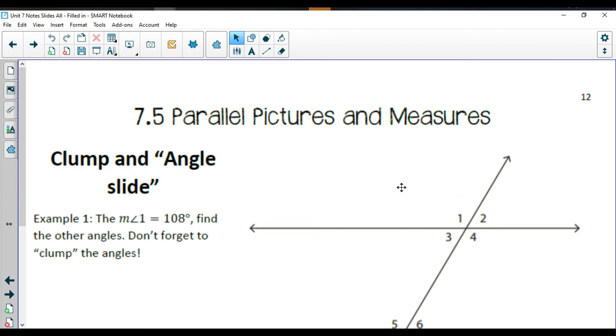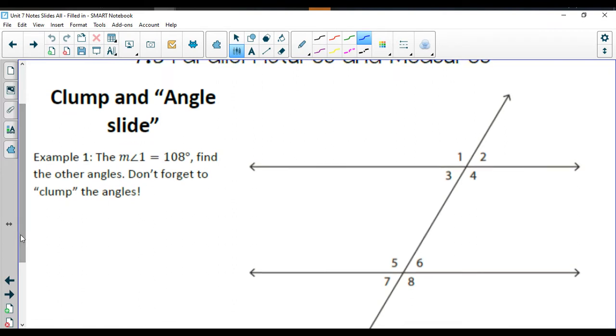The next lesson for Unit 7 is 7.5, Parallel Pictures and Angle Measures. So what we're going to be doing today is taking into account the angle relationships that we saw with the previous lesson, and those angle clumps that we saw when we grouped the angles that were formed by the sets of parallel lines and the transversal.